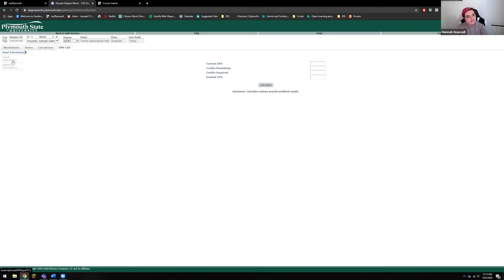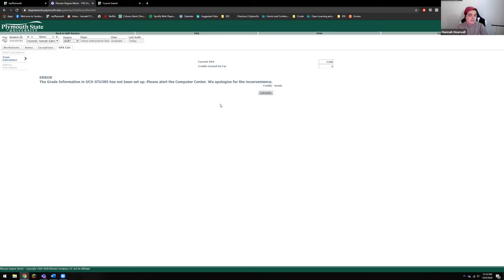I personally haven't had a lot of success with the goal calculator or the advice calculator. For some reason, every time I try to put in a GPA, it tells me it's invalid. So that's not super helpful, but the term calculator is definitely helpful. Unfortunately, it looks a little wonky on mine because it's for undergraduates, not graduates.